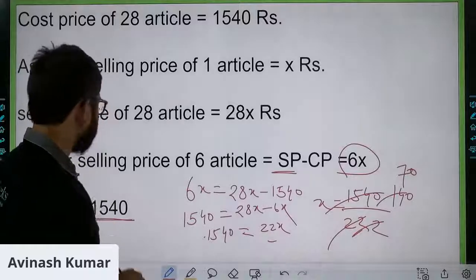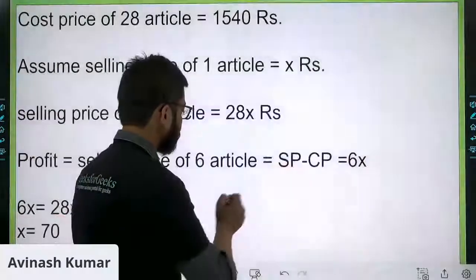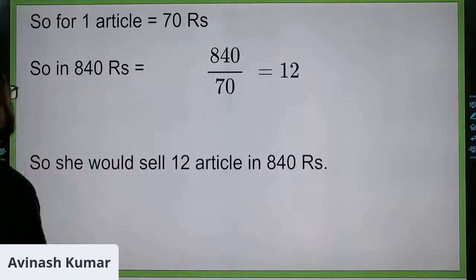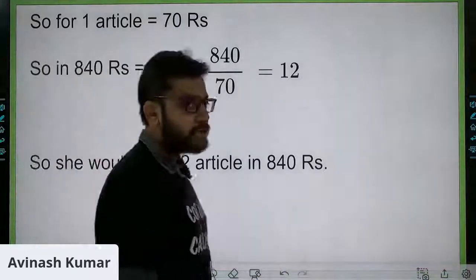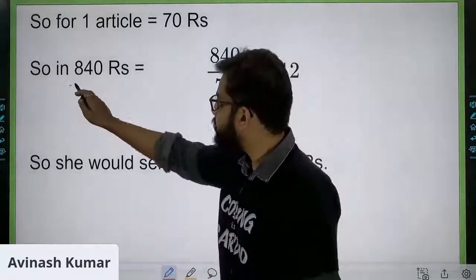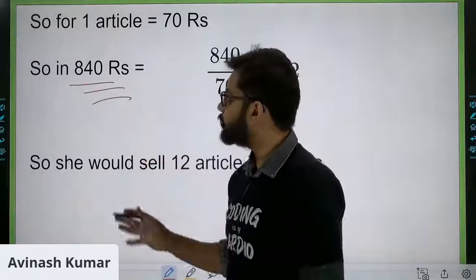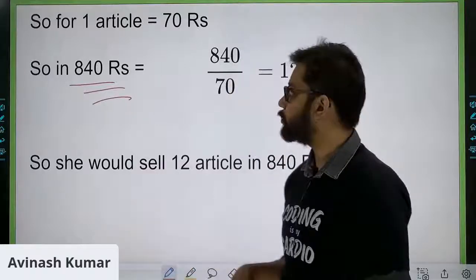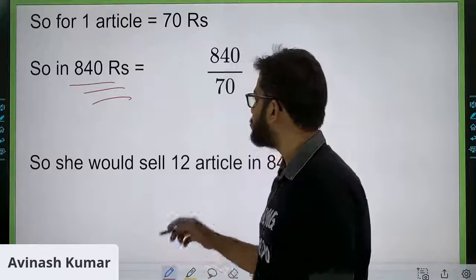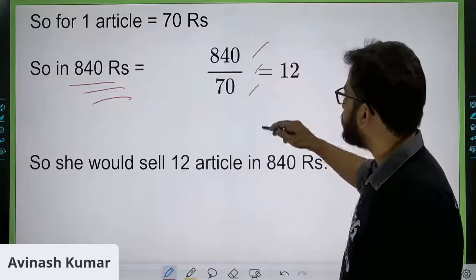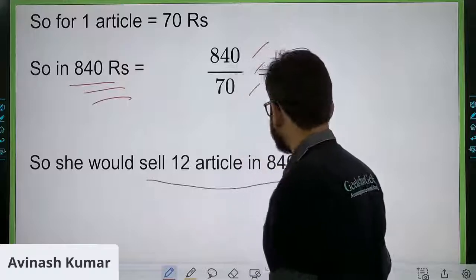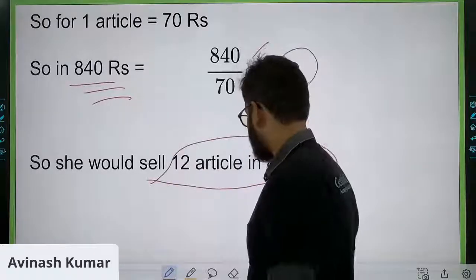So for one article, the value is 70 rupees. Now she is selling for 840 rupees. How many articles can she sell for 840 rupees? Since the selling price of one article is 70 rupees, in 840 rupees it will be 840 divided by 70. We'll get 12. So she would sell 12 articles for 840 rupees.